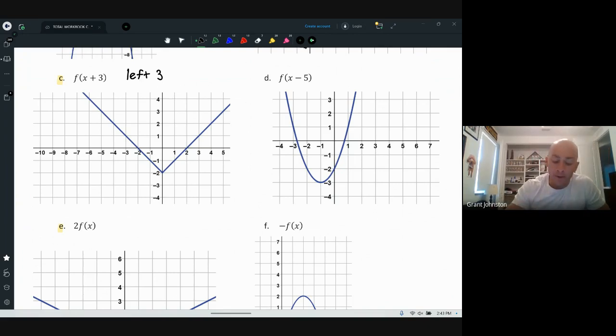So I'm going to take all the points on this line and go left 3. Let me just pick some points, I guess. So I'm going to go left 3. So that's going to be here, here, here. And then it's going to look like this. I'll do another one. Okay. Shifted left 3.